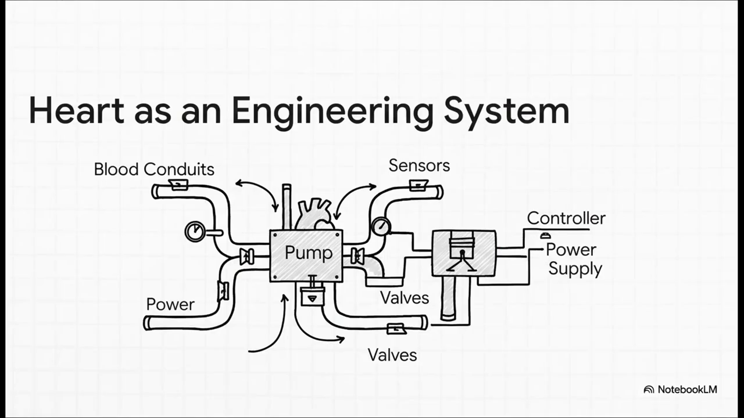So let's break that down even further. Here's the whole system laid out. You've got the pump, which is the heart itself generating flow. You've got valves, which are, just that, valves, making sure blood only goes one way. The blood vessels, those are the conduits, the pipes. And the body even has its own built-in sensors to monitor pressure and a controller to regulate the whole operation. And of course, a power supply providing constant energy. It's actually an incredible piece of machinery when you think about it that way.